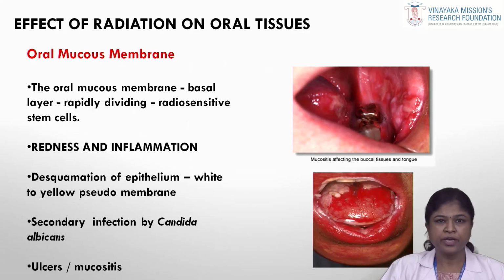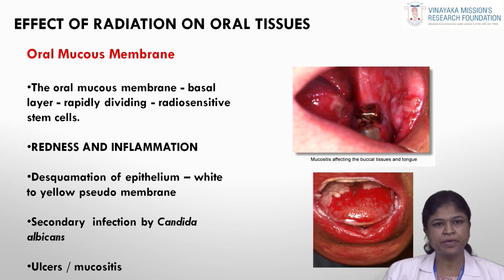Now moving on to the effects of radiation on the oral tissues, the first tissue, the oral mucous membrane. The oral mucous membrane consists of a basal layer composed of rapidly dividing radiosensitive stem cells, and because they are radiosensitive, they take up more radiation. By about the 2nd week of radiotherapy, some of these cells die and the mucous membrane begins to show areas of redness and inflammation, which is called mucositis.